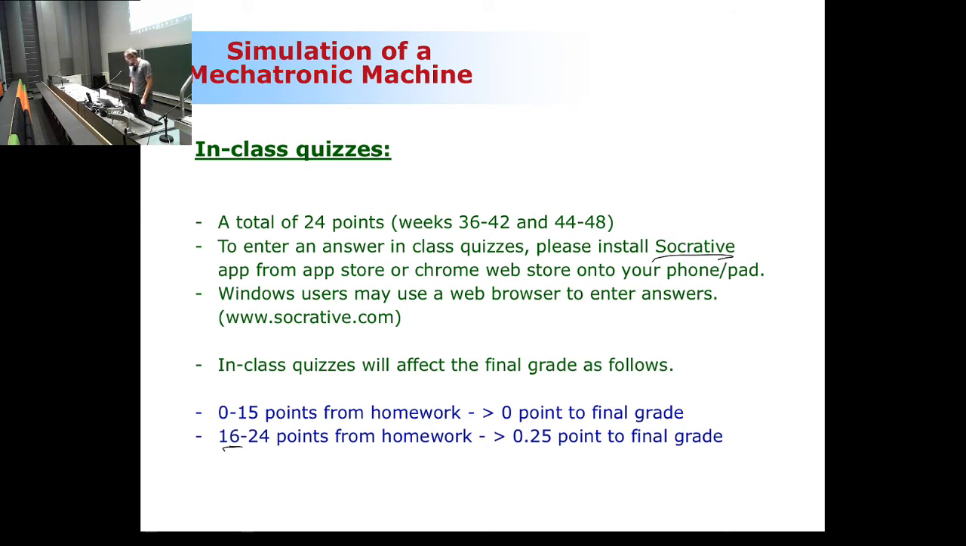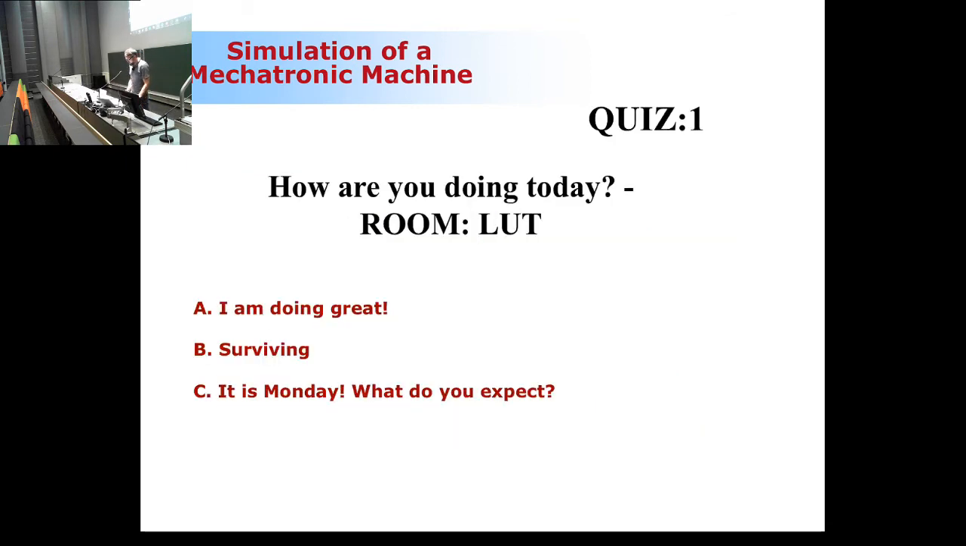Okay, I'm already here. So my first question is in-class quiz number one: How are you doing today? This reflects the level of difficulty I have in my in-class quizzes. How can you enter your answer to this question? First, Google Socrative. Once you find the Socrative site, you can log in and it asks what the room number is. The room we're using is LUT. And then the next thing it asks is your student ID number. Enter your number, and then you can enter your answer.